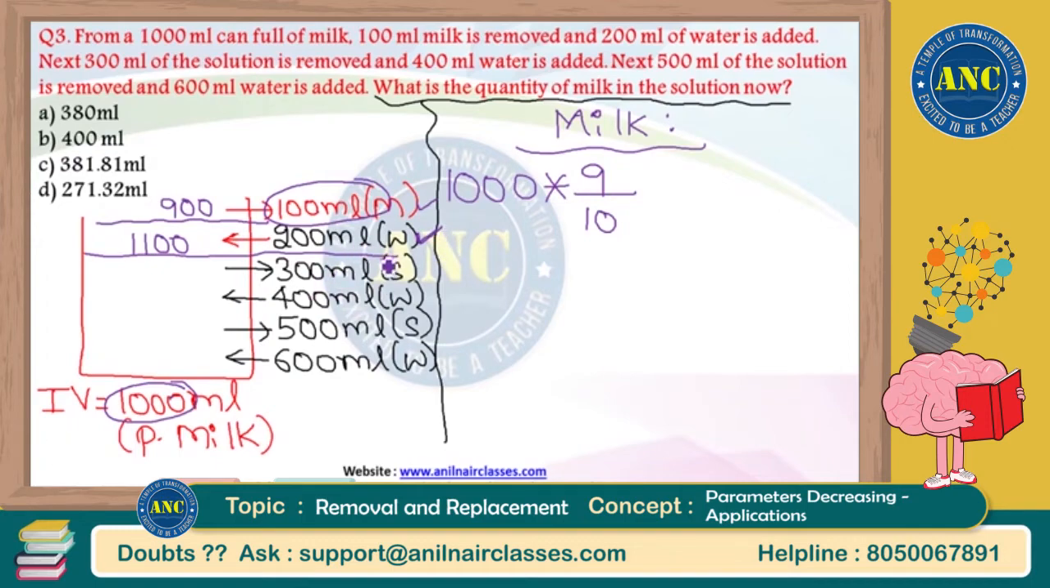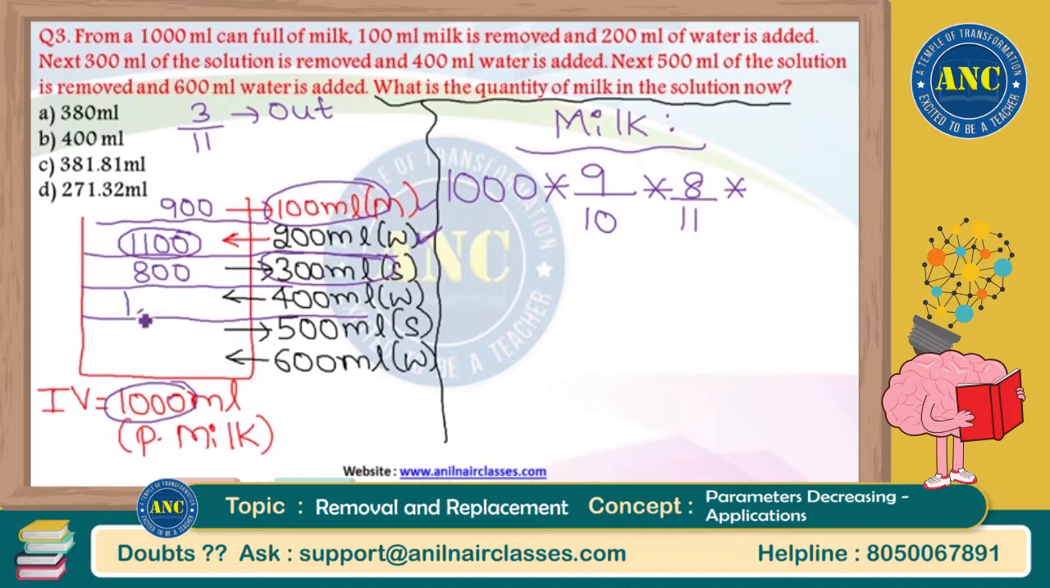Same logic once again. 300 out of 1100 is taken out. It is 3 by 11 taken out. If I take out 3 by 11, remaining inside is 8 by 11, because 3 plus 8 is 11. Out of 1100, 300 is taken out, so at this point it became 800 solution. For 800 solution I added 400 water. So after step number 4, totally 800 plus 400, 1200 total volume is present inside.